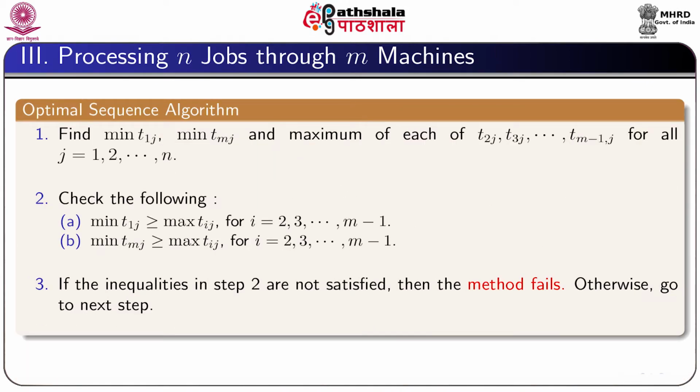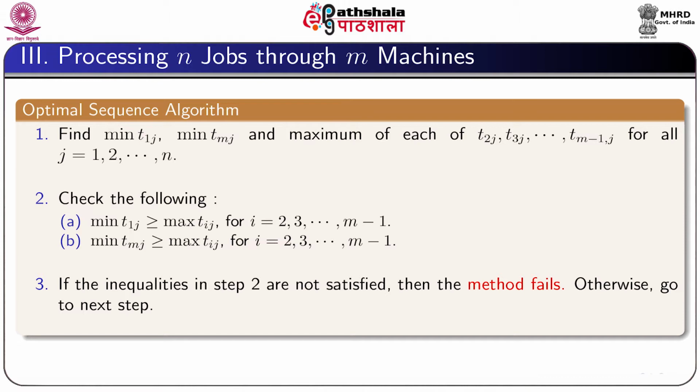Now, we develop an optimal sequence algorithm by which we will try to solve this problem. In step 1, we will find the minimum of T1j, the minimum of Tmj, and the maximum of each of T2j, T3j and up to Tm minus 1,j for all j equal to 1 up to n.